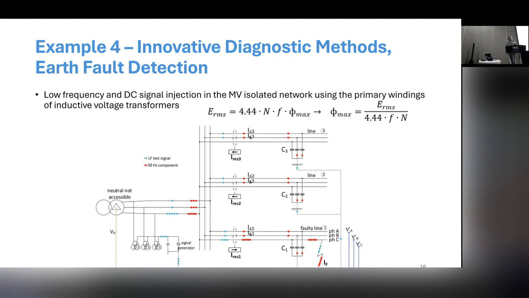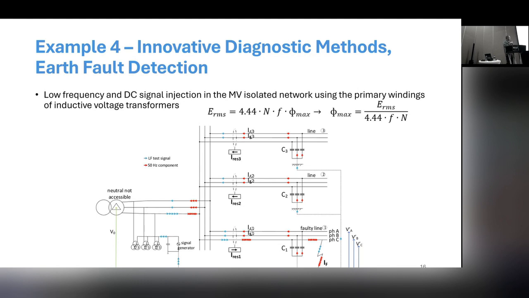Here, these blue designations show the currents which are low frequency, they are injected. As we lower the frequency, the capacitive impedance will be very high, which means that basically all current will go through the place of the fault. We will be able to detect the faulty feeder in that case.